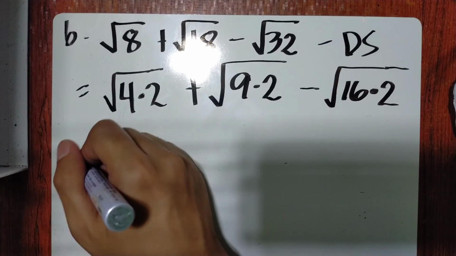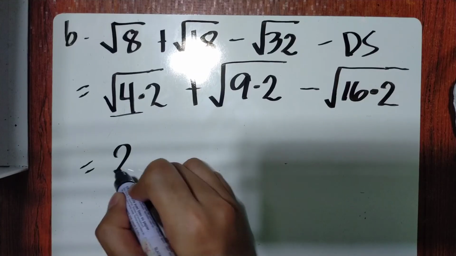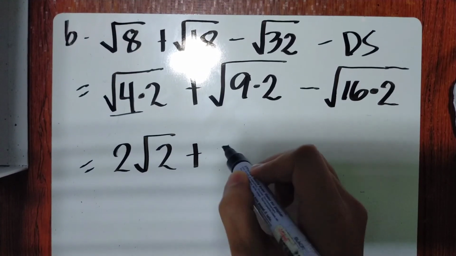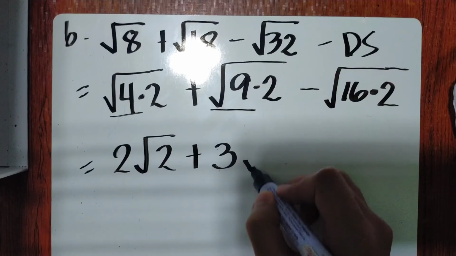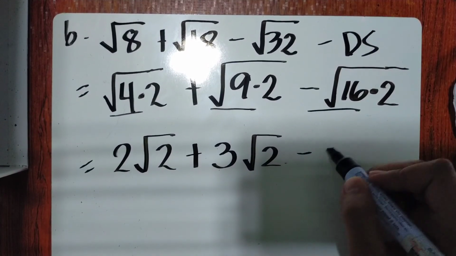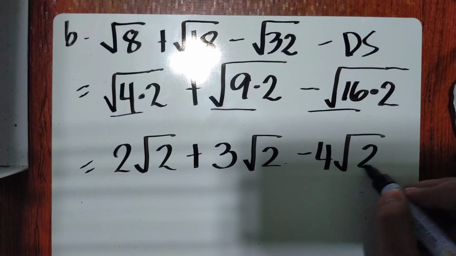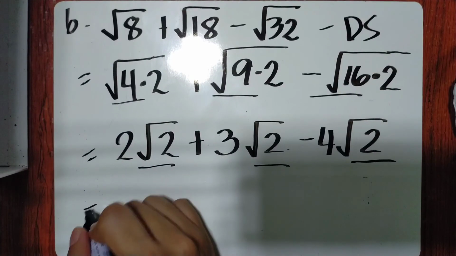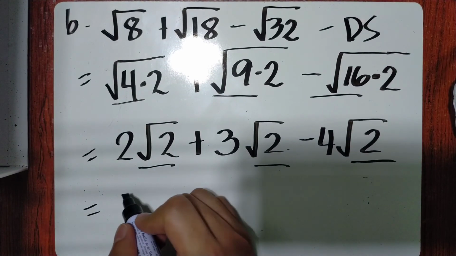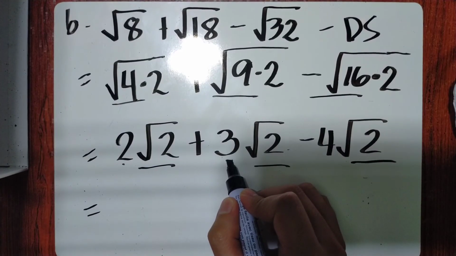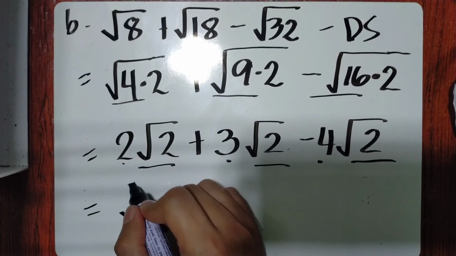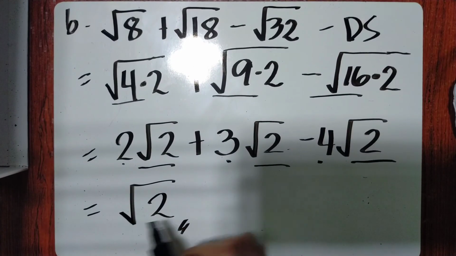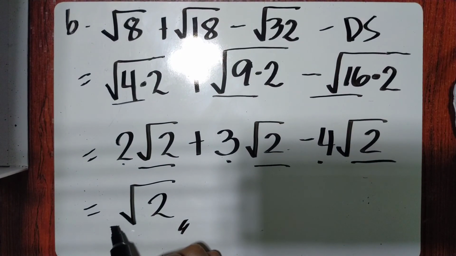So, let us take out what can be taken out. Square root of 4 is 2, and what remains inside is 2, plus square root of 9 is 3, what remains inside is 2, minus square root of 16 is 4, what remains inside is 2. Now they all have the same radicals. So therefore, let us simplify. 2 plus 3 is 5. 5 minus 4 is 1. What remains is just the square root of 2, since we have here the invisible number 1, so we don't need to write the 1. So square root of 2 is the final answer.